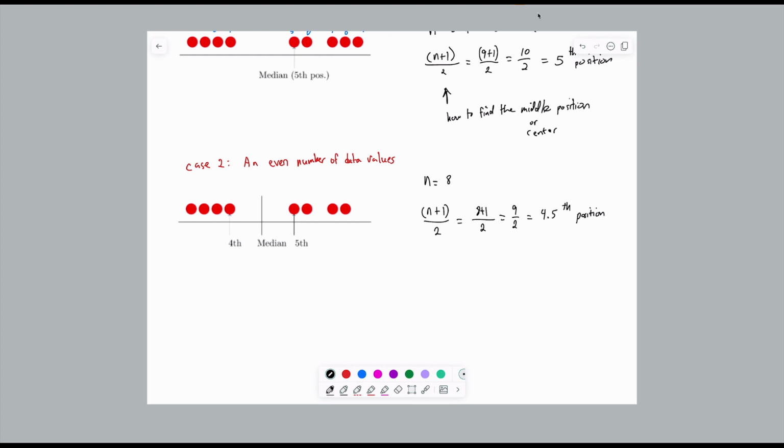Now, if you noticed, this tells us that there are 2 positions. In other words, there are 2 middle values, and the 2 middle values would occur at the 4th position and the 5th position, and that's because the position we calculated falls right in between. And whatever those values are, we would average them, or take the sum of those values and divide by 2, and that would give us the median. So that's how the median works. It takes account for positions rather than the actual data values.